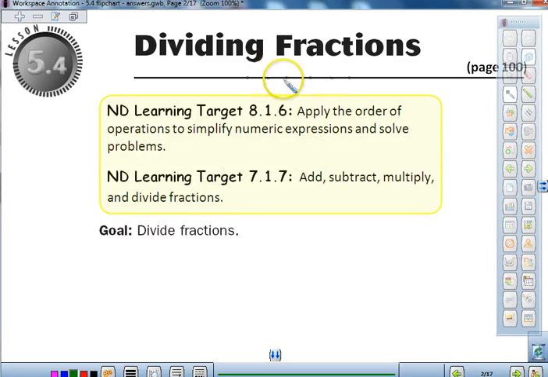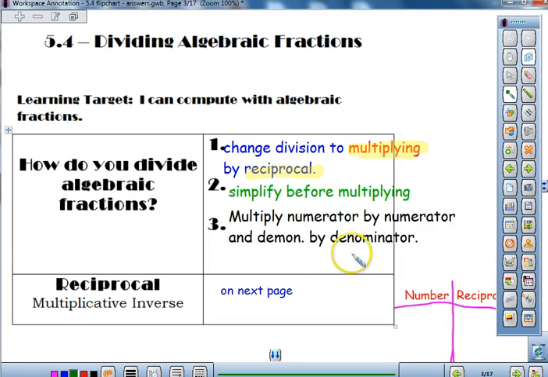Right now we're looking at dividing fractions, and like our multiplication of fractions, the key thing we want to look at is working with our algebraic fractions, but we need a little bit of review with working with our regular dividing fractions. How do you divide an algebraic fraction? The key thing is you must always change division to multiplying by the reciprocal. Always changing it to multiplying by the reciprocal is the key thing.